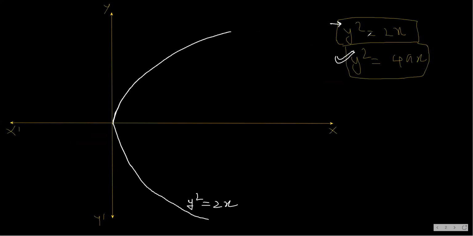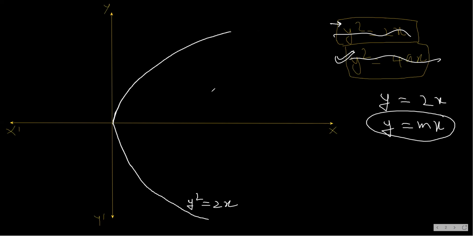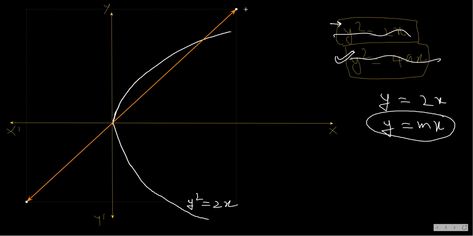So after drawing y square equals to 2x, next I will draw the line y equal to 2x. Now y equal to 2x is a line in the form y equal to mx, and you know y equal to mx passes through origin. So I shall draw the line passing through origin. So this is the line y equal to 2x.